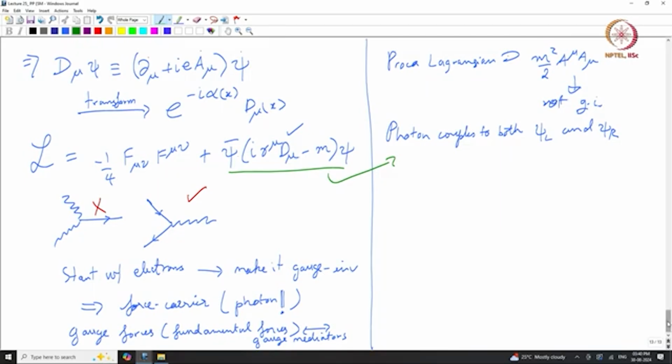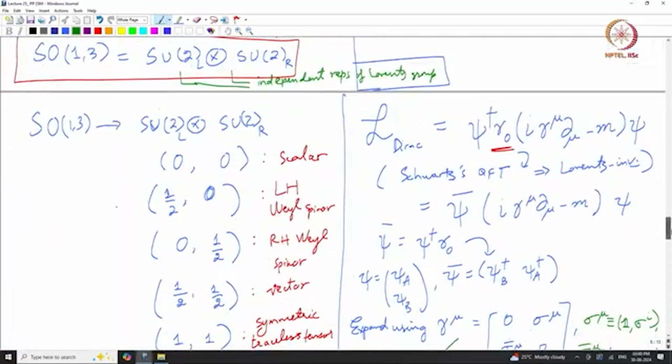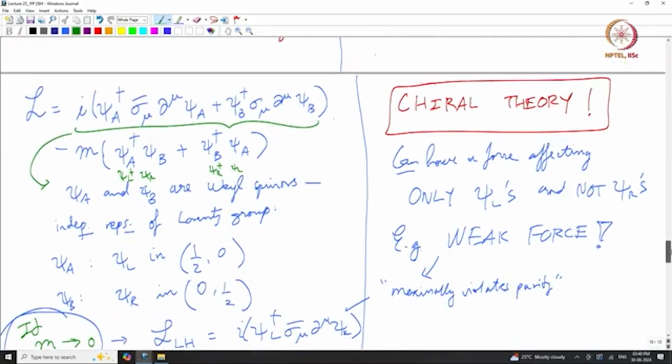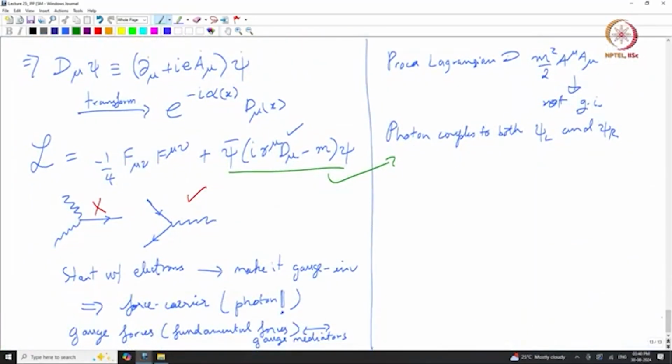We already saw one expansion of this when we were writing the Dirac equation. Remember, from here we had this as the expansion for left and right handed. Now you will have these other terms involving photons that also give you interactions that couple equally to left and right handed.